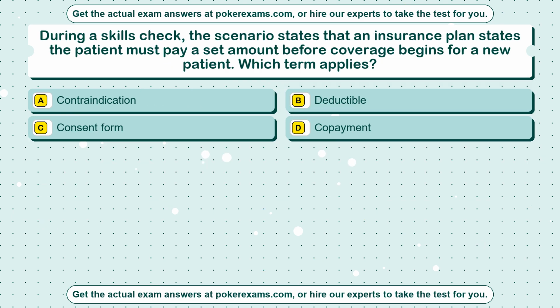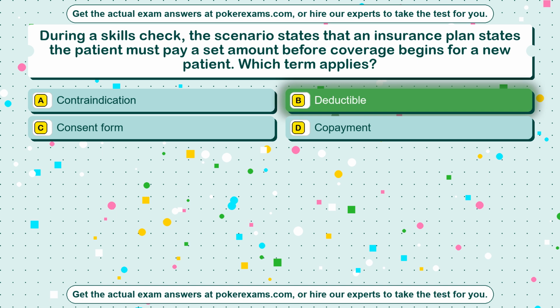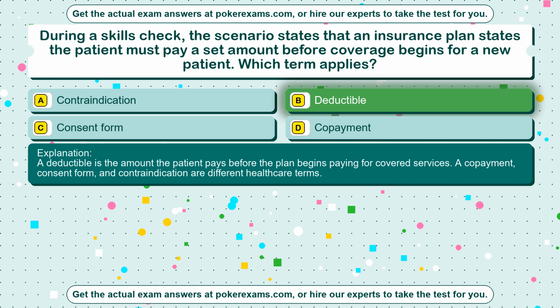Question 66. During a skills check, the scenario states that an insurance plan states the patient must pay a set amount before coverage begins for a new patient. Which term applies? Option A, contraindication. Option B, deductible. Option C, consent form. Option D, copayment. The correct answer is option B, deductible. A deductible is the amount the patient pays before the plan begins paying for covered services. A copayment, consent form, and contraindication are different healthcare terms.